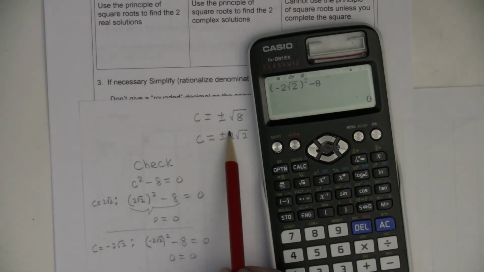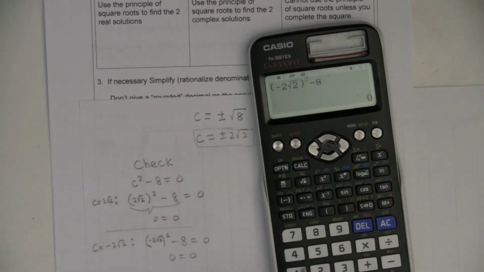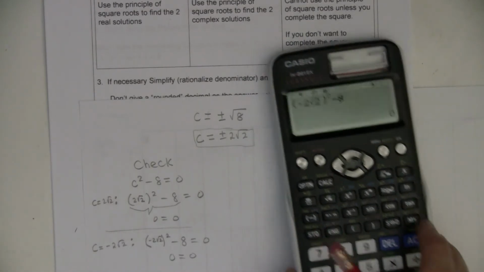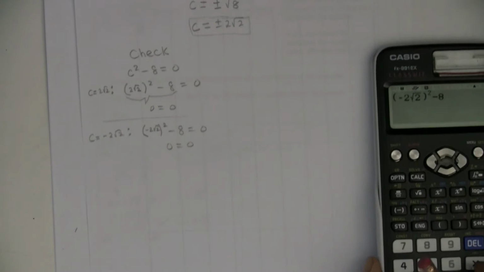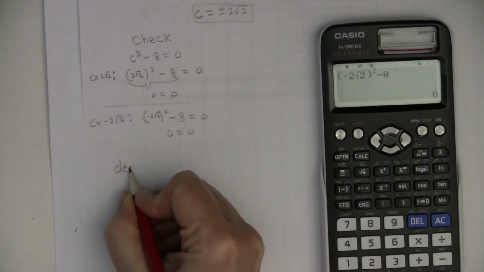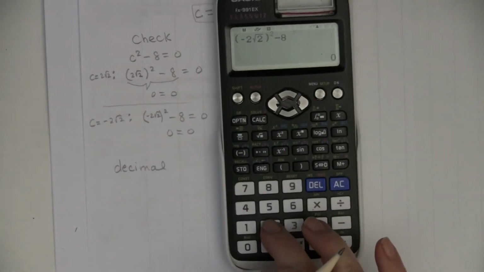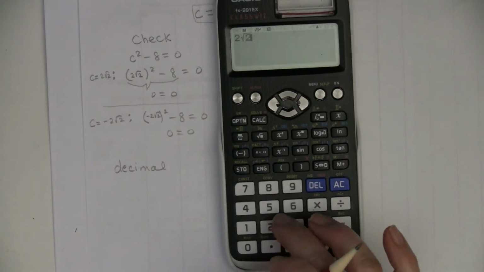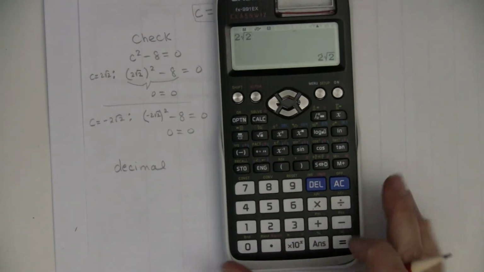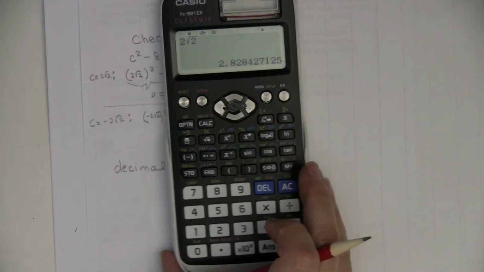This is the exact value of the answer, positive 2 square roots of 2 or negative 2 square roots of 2. If they had asked me to write it as a decimal, which they hadn't here, but if they had, I want to show you how you could get it as a decimal if they asked for it. So one of the answers was 2 square root of 2, right? And all I have to do is hit the S to D button, and that'll turn it into a decimal.